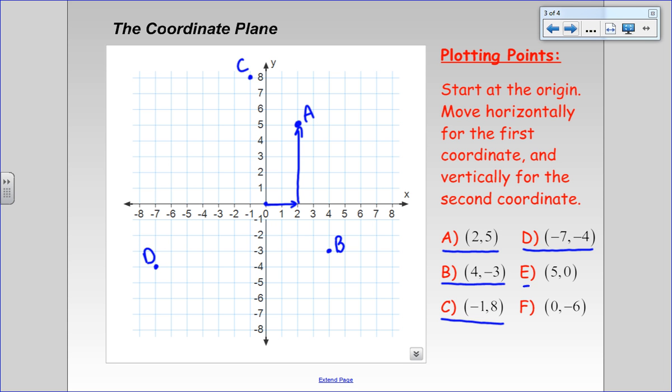To plot point E, (5, 0), we start by moving 5 units to the right on the x-axis. But since the y-coordinate of this point is 0, we don't move up or down at all along the y-axis. Therefore, point E is located on the x-axis. And finally, for point F, the x-coordinate is 0, so we move neither to the left nor the right on the x-axis, but we do move down 6 units along the y-axis according to the y-coordinate. So point F is located on the y-axis at this location.